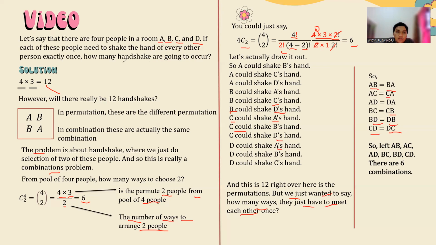So how many handshakes are going to occur? The conclusion is 6.